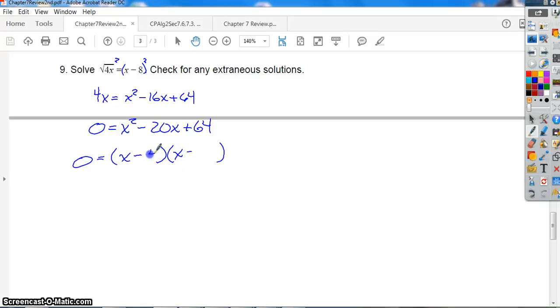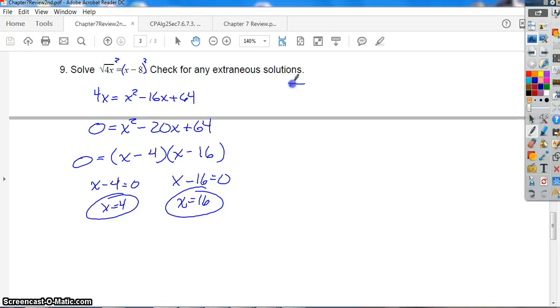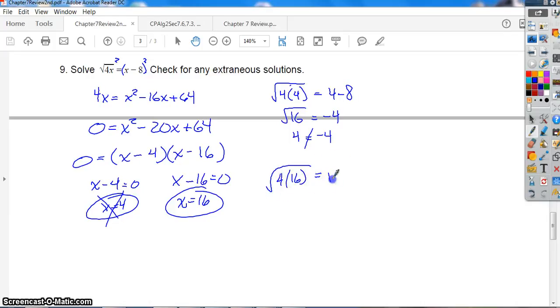Minus plus is minus minus. So looking at 4 and 16. So x minus 4 equals 0, x minus 16 equals 0. x is 16, x is 4. So let's give this a shot here for the check. 4 times 4, 4 minus 8. Well, the square root of 16 is not going to be negative 4, so this is a no-no. He's extraneous. Let's try 16. Got 4 times 16, and we got 16 minus 8. And this seems to be a good go. Square root of 64 is 8. So he's good. Right, so only one answer worked in 9.